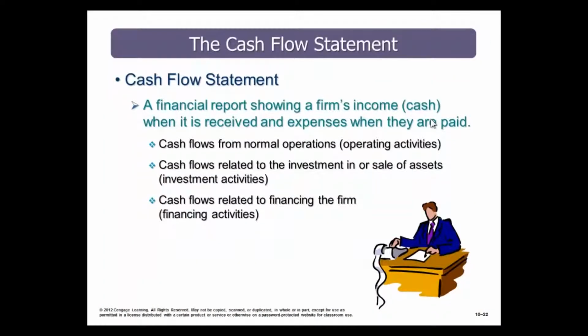A financial report showing a firm's income or cash when it is received and expenses when they are paid is called a cash flow statement. The cash flow statement simply measures the cash flows coming in and the cash flows going out of a firm. So it includes cash flows from normal operations. This is the operating activities. It includes cash flows related to investment in sales or assets. This is the investment activities. And then it includes cash flows related to financing the firm. That's the financing activities.